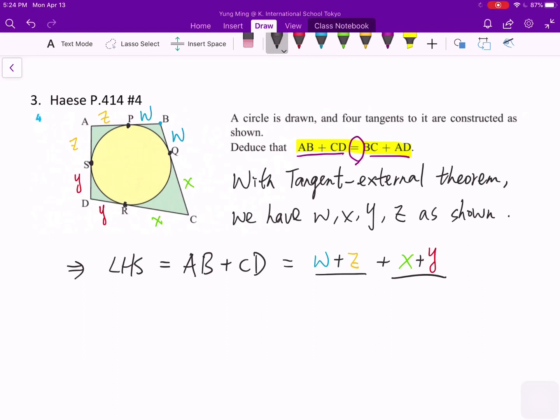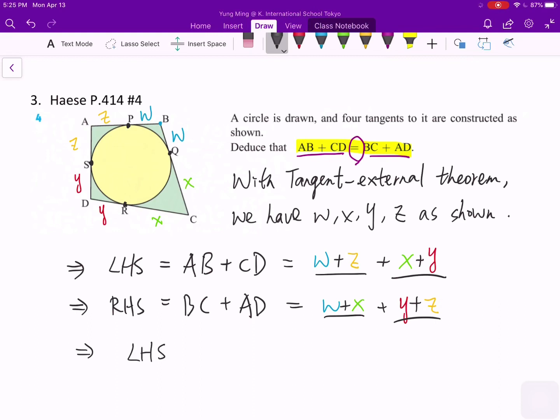So that's your left-hand side. Let's look at the right-hand side. Your right-hand side is BC plus AD, but what is each of them? Obviously, your BC is W plus X. Your AD is just Y plus Z. So as you can see, no matter whether you're looking at the left-hand side or right-hand side, there are X plus Y plus Z plus W. We just need to rearrange things a little bit differently. We will eventually prove the fact that they are the same. So you can claim that the left-hand side is equal to the right-hand side. And that's the end of the proof.